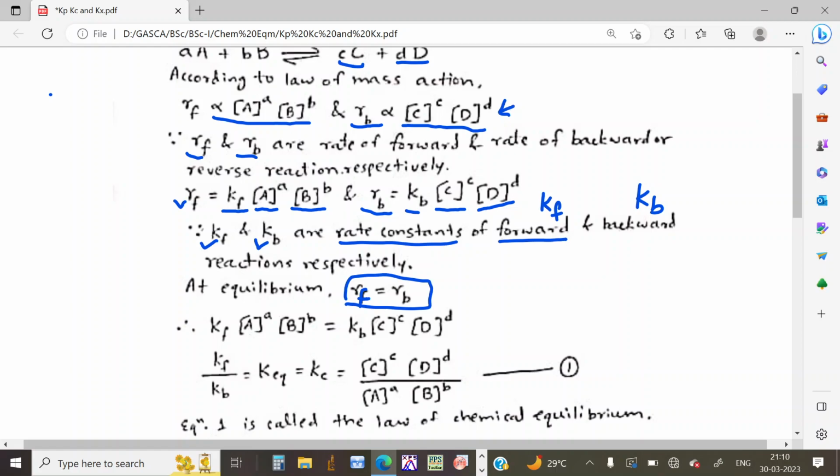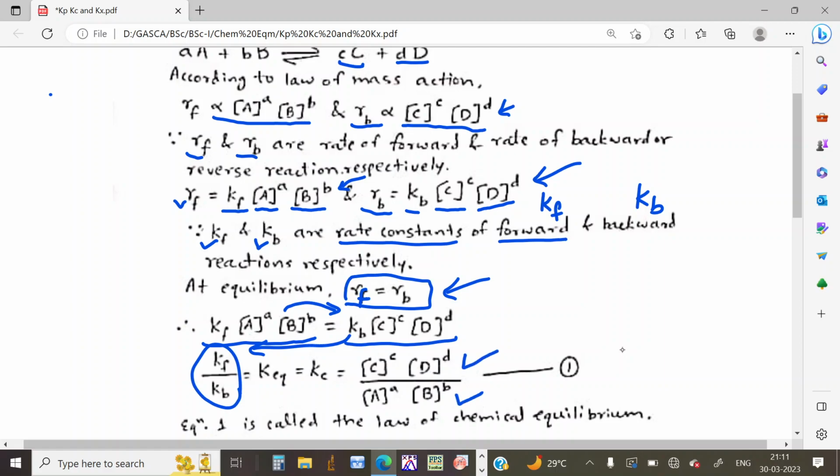Now, as Rf is equal to Rb, the rate of forward reaction and rate of backward reaction become equal. From this relation, we can write Kf into concentration of A raised to a, B raised to b is equal to Kb, C raised to c, D raised to d. Okay, now rearranging, moving the Kb to the left hand side and concentration terms to the right hand side, we get Kf upon Kb is equal to C raised to c, D raised to d upon A raised to a, B raised to b.